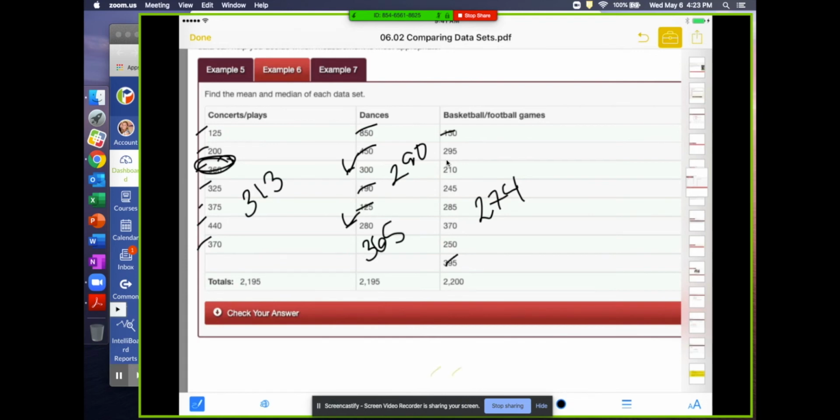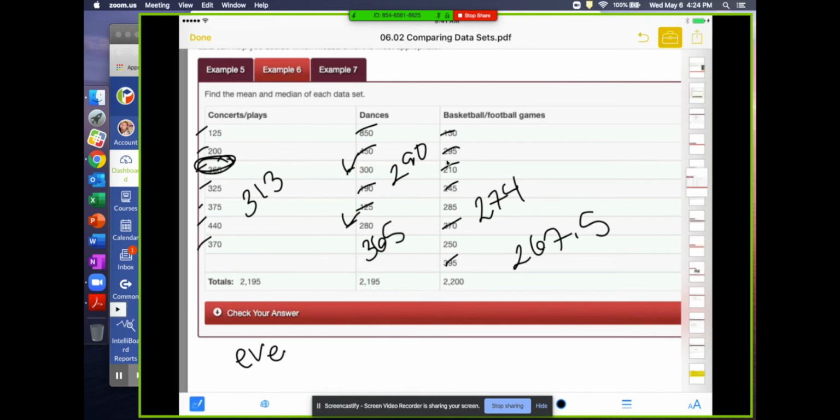And then same thing for the last one. I'm going to take one low, one high, one low, one high until it looks like I'm going to get to two numbers left, which is going to be 250 and 285. And then the average between those two numbers is going to give me my median, which is going to end up being 267.5. So my means and my medians are there listed for you.